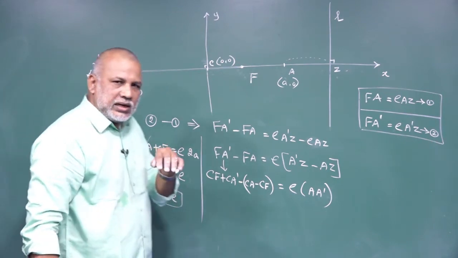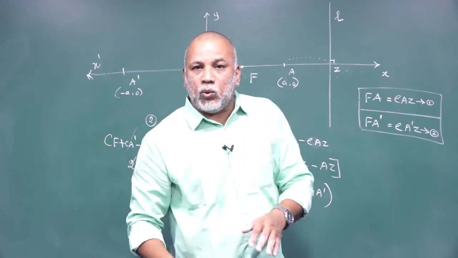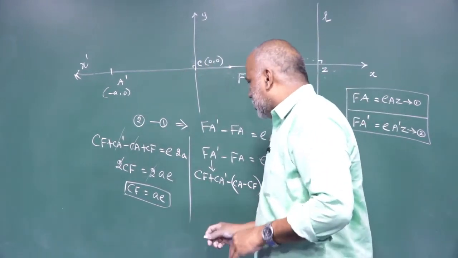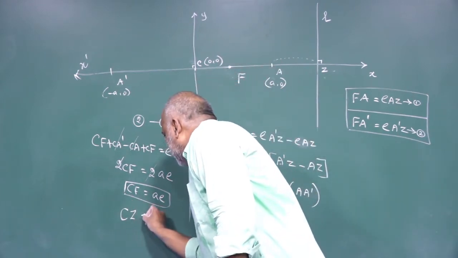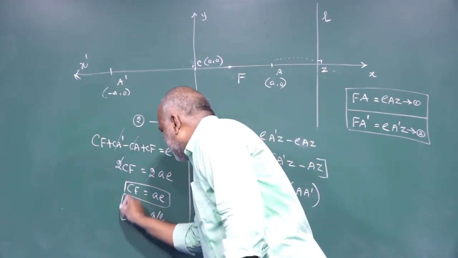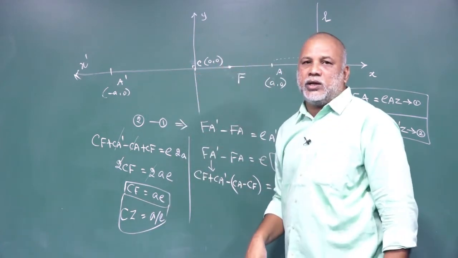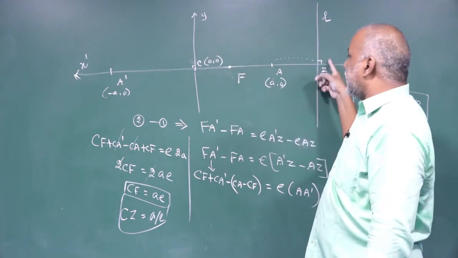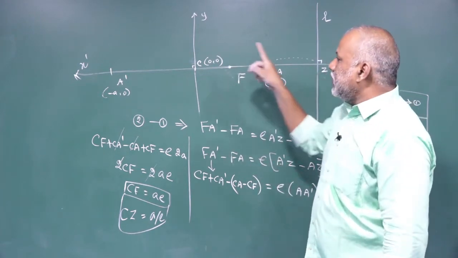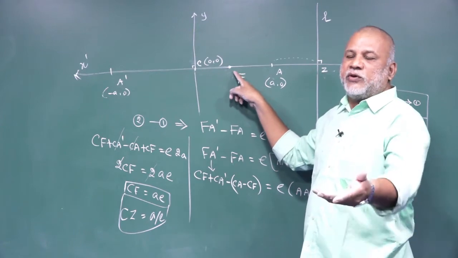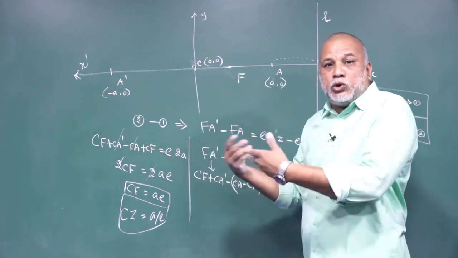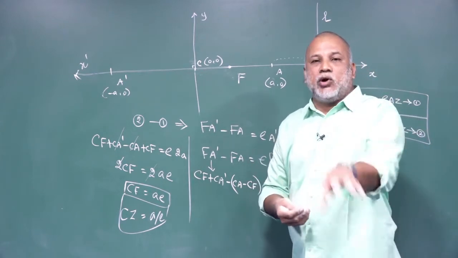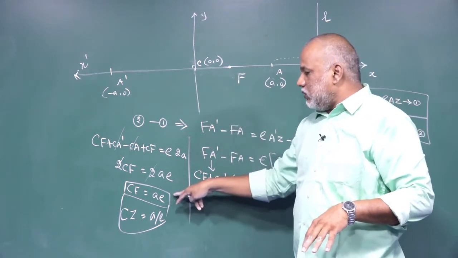So this is the result number 2. In your result number 1, you are getting out CZ. That CZ value we already worked out. CZ equal to A by E. This is result number 1, we already worked out. Therefore, we worked out CZ. The distance from the center to this value, CZ equal to A by E. Just now we worked out CF. CF equal to AE. Now we are able to convert all these distances into points. We need the points.